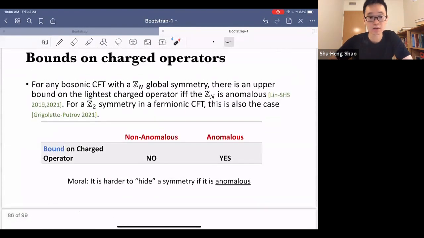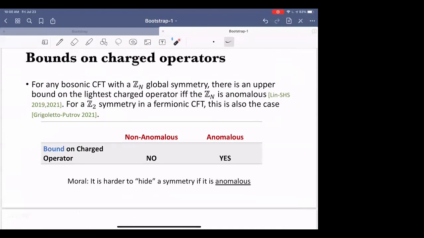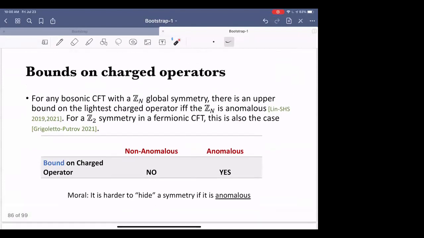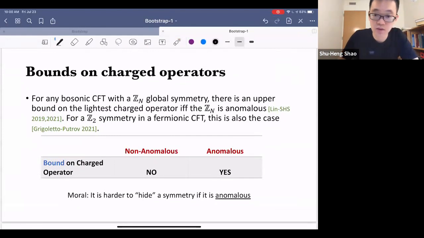Question. Sorry, how are you imposing the presence of the anomaly in the bootstrap? Was it by using the spin, the fact that... Yeah, using the spins, yes. Okay. Thank you for that question. Yes, exactly. It's exactly the spin selection.